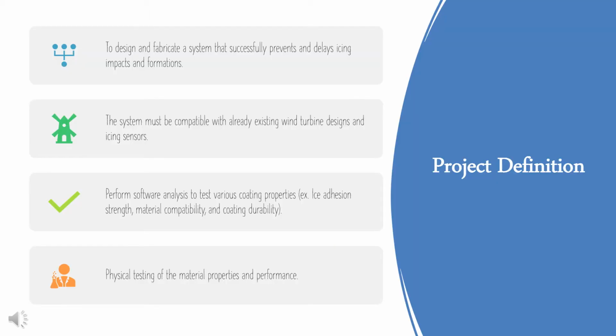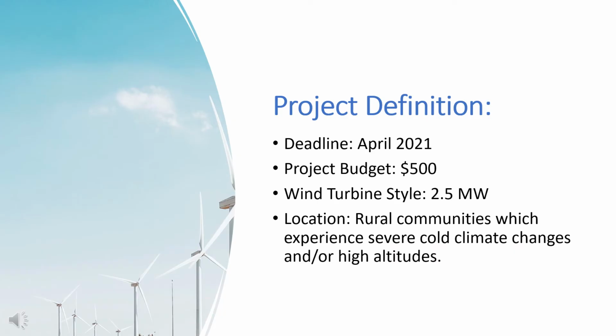The purpose of this capstone is to design and fabricate a system that successfully prevents and delays icing impacts and formations. The system must be compatible with already existing wind turbine designs and icing sensors. We must perform software analysis to test various coating properties such as ice adhesion strength, and perform physical testing of material properties and its performance. The design will be completed by April 2021 with a project budget of $500.